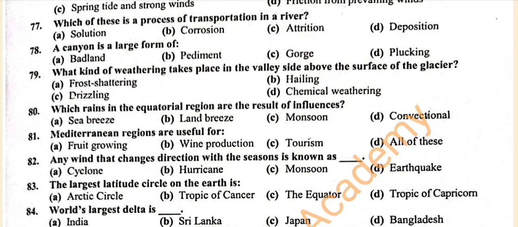Question number 80. Which rains in the equatorial region are the result of influences? A. Sea breeze, B. Land breeze, C. Monsoon, D. Convectional. And the correct answer is D. Convectional.